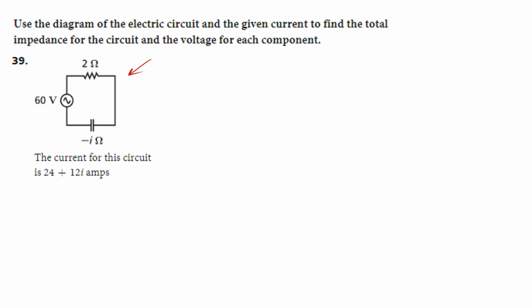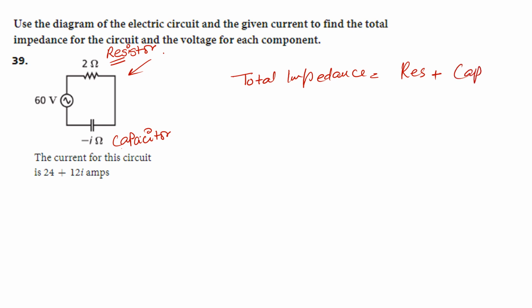In this diagram, you have to find the total impedance and the voltage of each component. But what have you seen? In this diagram, I have a resistor and I have a capacitor. There is no inductor. Don't worry about it, because in some series circuits it might happen that some of the components are not there, so don't get upset. Just write the total impedance, which in your case is the sum of the resistor and the capacitor.